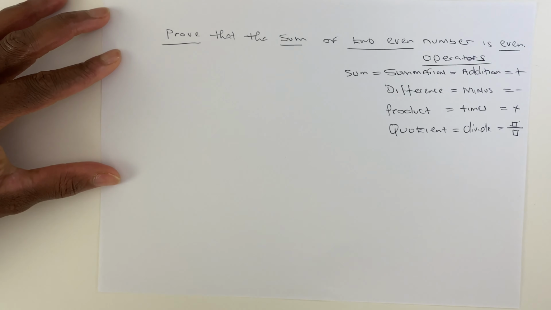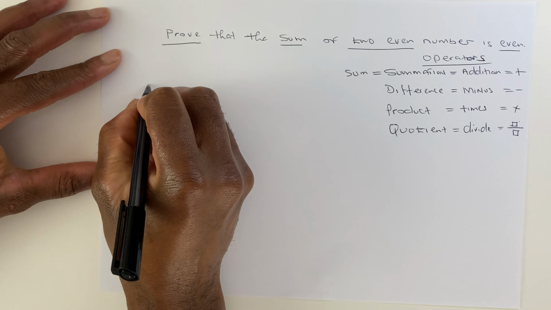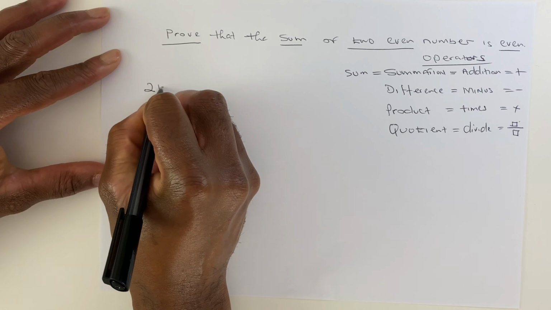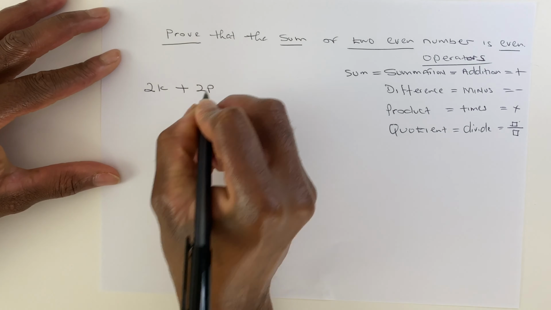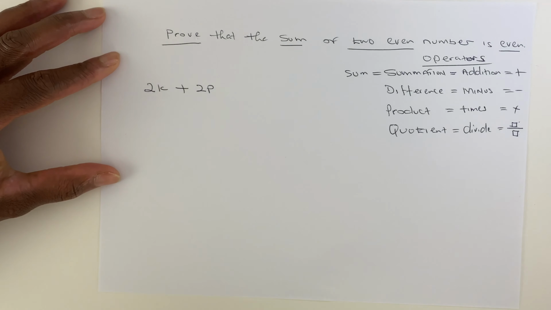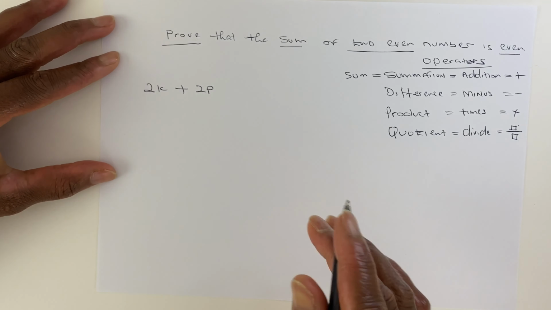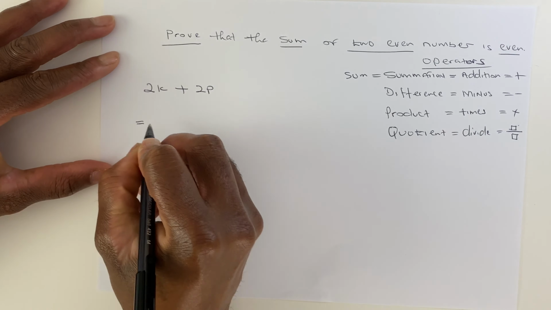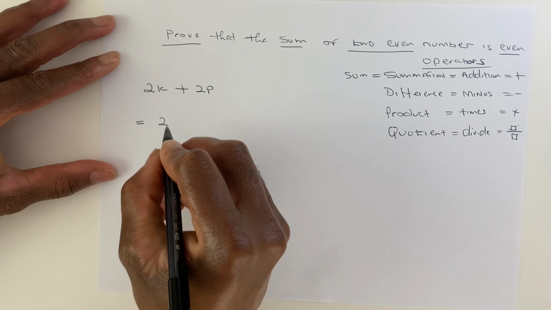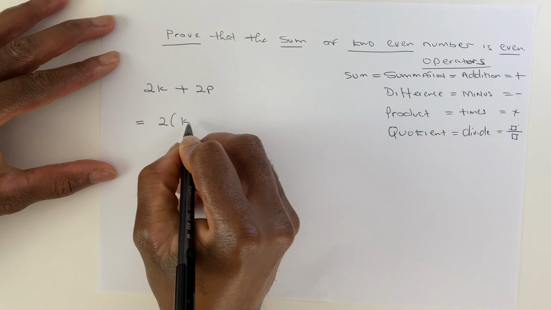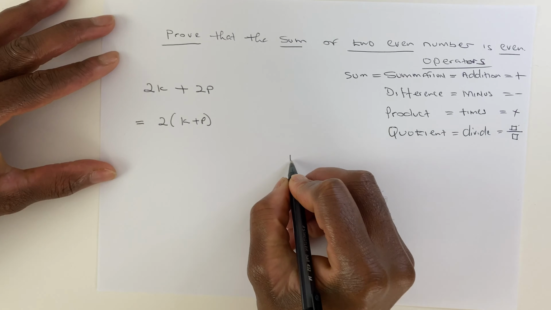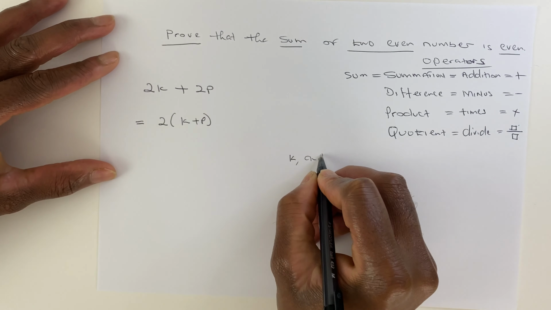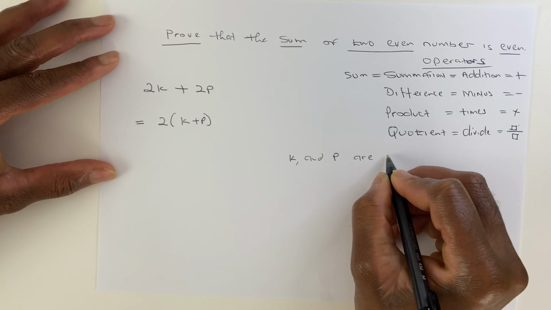The best way to start with this one is to write a definition for an even number. So an even number, say 2k. 2k is an even number, and if I'm adding that to another even number, 2p, in this case, well, 2k plus 2p, I would get, well, 2 is a common factor, 2 into bracket k plus p. Remember that in this case, k and p are integers.